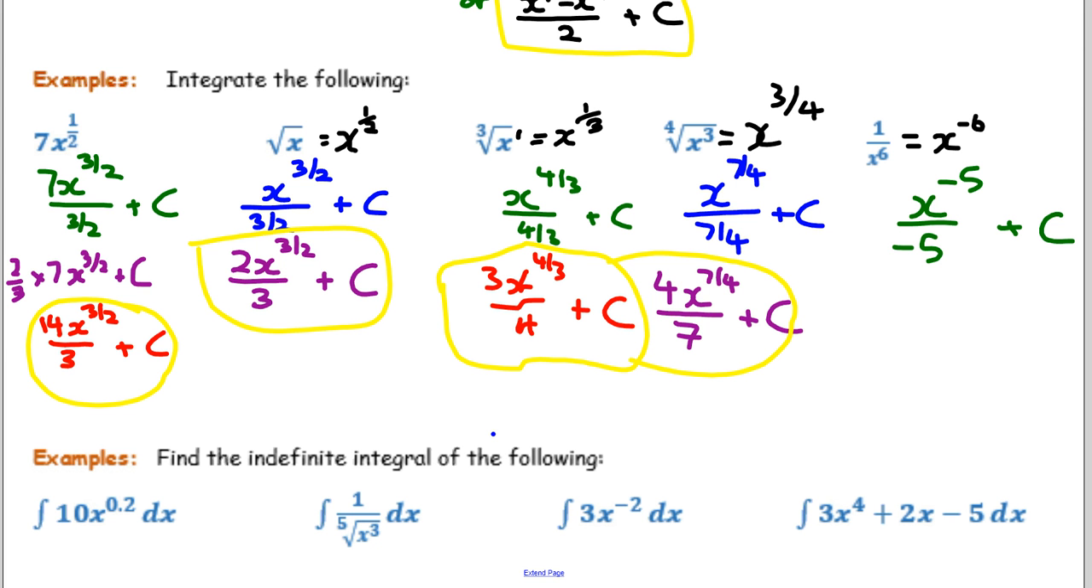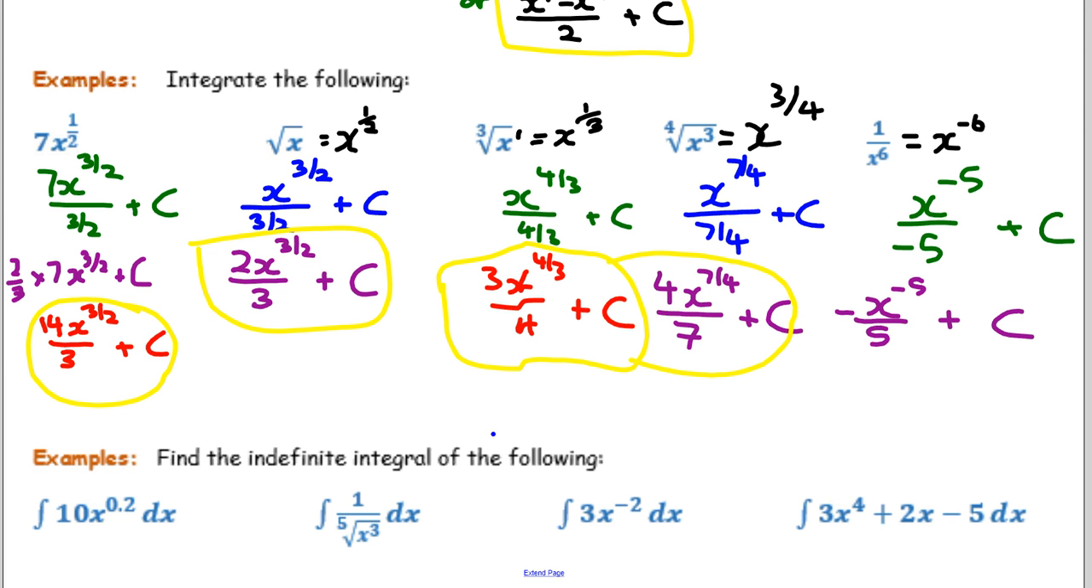Which I suppose is technically not wrong, is it? But how could we write it? I would tend to write it differently. Yeah, you could do that, and that's fine. If the question didn't say write it with positive exponents, that's all good. What if they wanted positive exponents only in your answer?